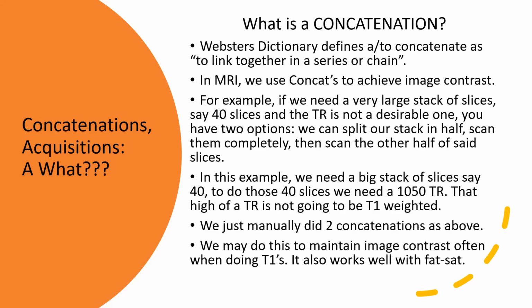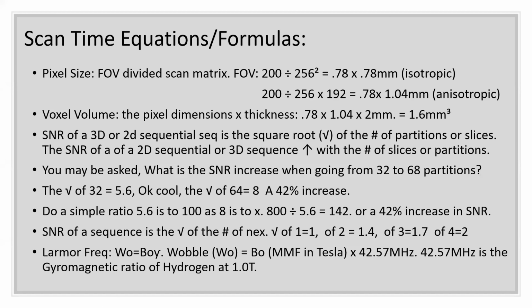Okay, so you can manually do 2 concatenations. You can even go up to 3 if you want. Scanners will let you go 3, 4, 5. Okay. But mostly concatenations are used to keep T1 contrast. And that also works very well for fat-sat images too, because don't forget, fat-sat is going to add to your TR because it's extra work. Extra work means extra TR. Everything we do in MRI is related to how much work. Everything has to get done within your TR period.